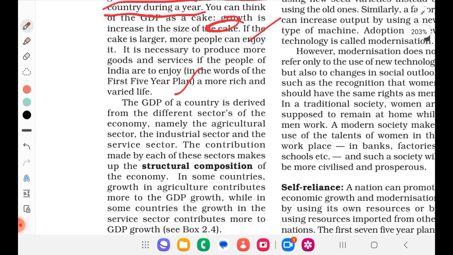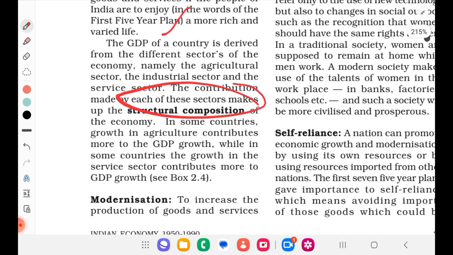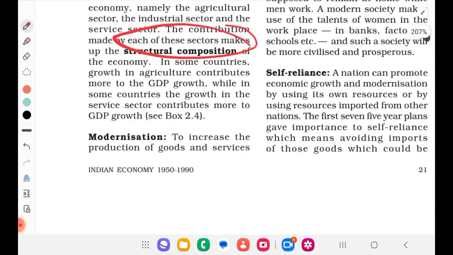The GDP of a country is derived from the different sectors of the economy, namely the agriculture sector, industrial sector and service sector. The contribution made by each of these sectors makes up the structural composition of the economy. In some countries, growth in agriculture contributes more to the GDP growth, while in some countries the growth in the service sector contributes more to the GDP growth.